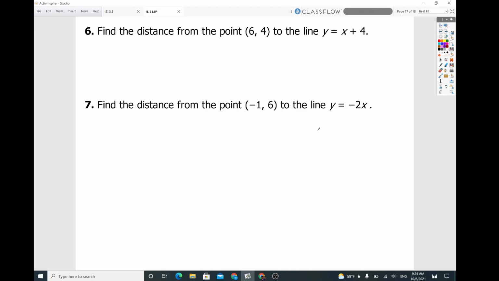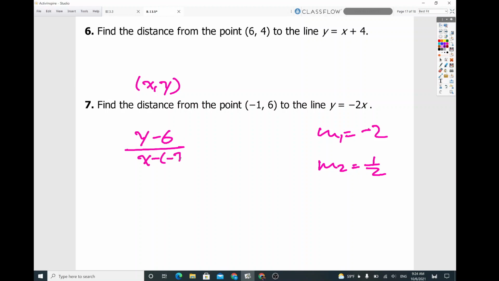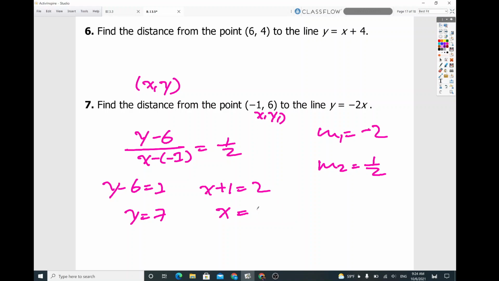So number 7, so this one, the slope is negative 2. And we do know that the slope for this one would be the negative reciprocal. So then that would be 1/2. And then using the slope formula, again, the unknown point on the line right here is x, y. So y minus 6 divided by x minus negative 1. So this one, you want to set that as 1/2. So y minus 6 equals 1, so set it out separately. So x plus 1 equals 2, so y equals 7, and then x, that will be 1. So we got a point 1, 7.